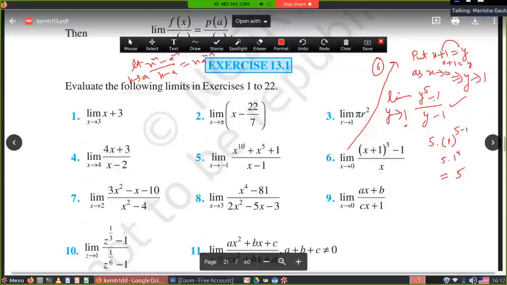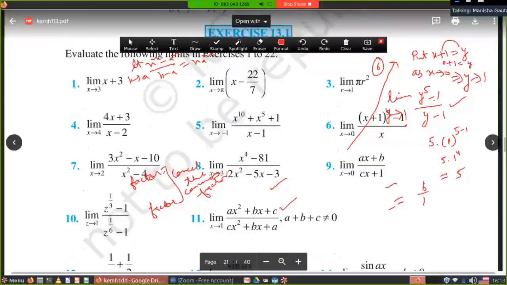Now question number 7, do it on your own, because it is factorization; I just give you the idea. Do the factors and cancel the common factor, and you will get the answer. And here, factorize the denominator, cancel the common factor, and you will get the answer. In question number 9, put x tending towards 0, you are getting b upon 1. As it is solved directly, this is not the 0 upon 0 form. Now next one, question number 10.